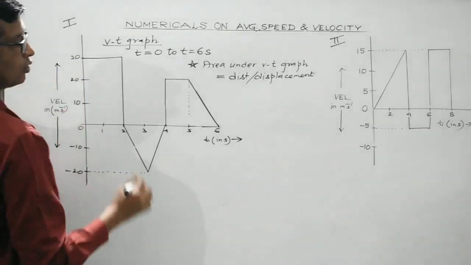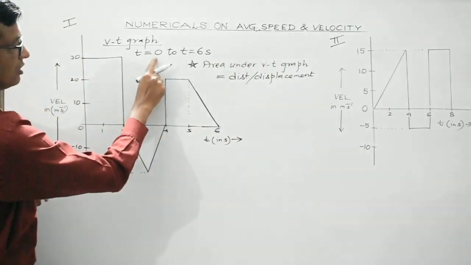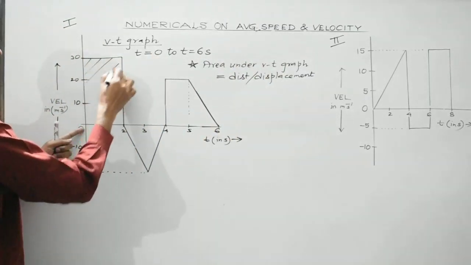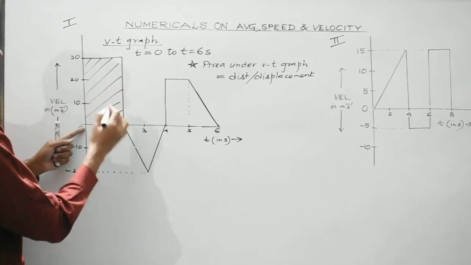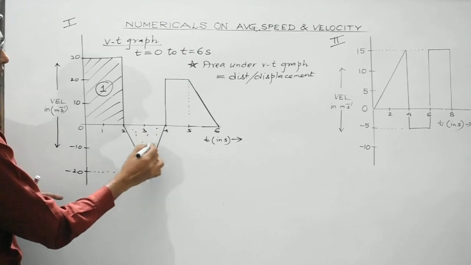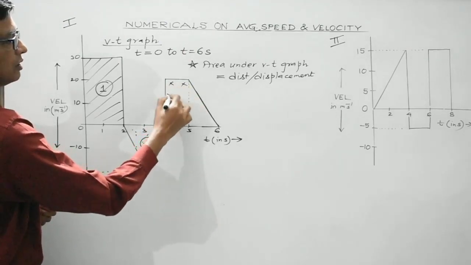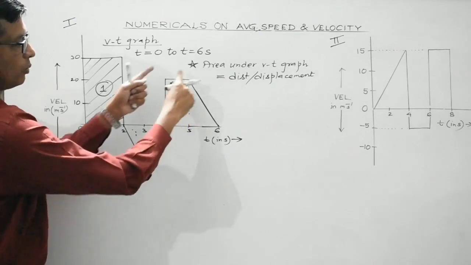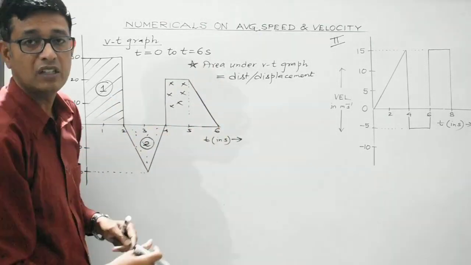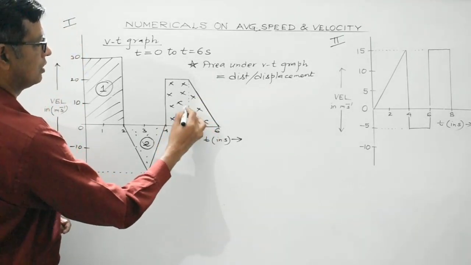So let's find out the distance. So we need to find out the area under VT graph. So duration is 0 to 6 seconds. So we are talking about this area. Let us denote it by 1. This is second area. This is 2. And suppose this is third area. It can be considered to be a combination of rectangle and a triangle. Or as a whole, it can be considered to be a trapezium. So this is the third one.